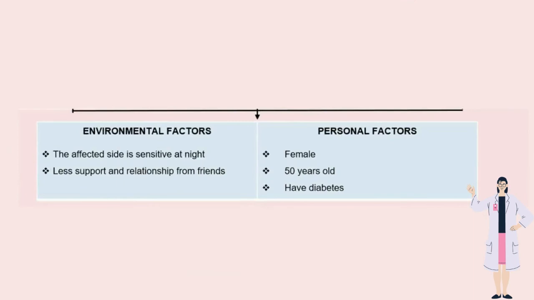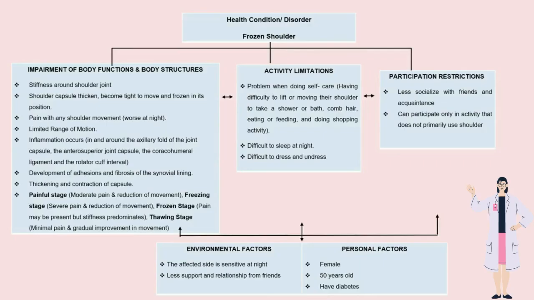Environmental factors and personal factors are also included in the ICF. For environmental factors, the affected site is sensitive at night and they may have less support and relationship from friends. Personal factors describe the patient's condition, such as the patient is female, 50 years old and she has a medical history of diabetes. Due to her diabetes, she developed frozen shoulder, which led her to have limitation in doing activity and restriction in participation. Here is the overall picture of frozen shoulder based on ICF.